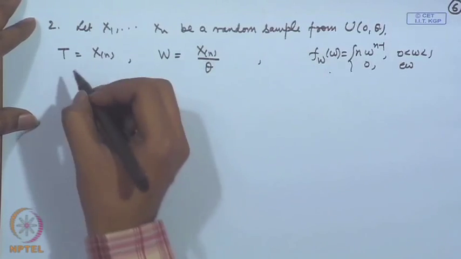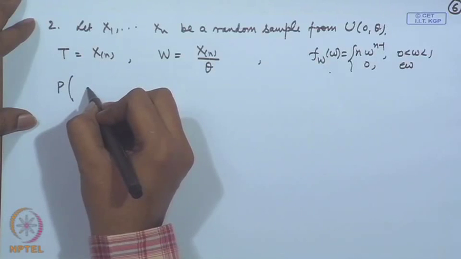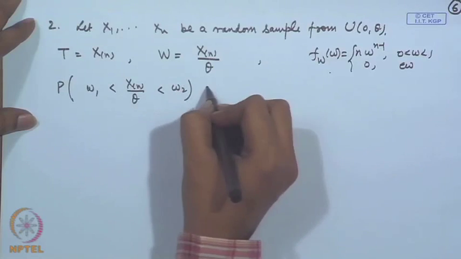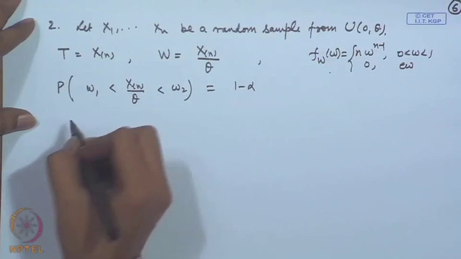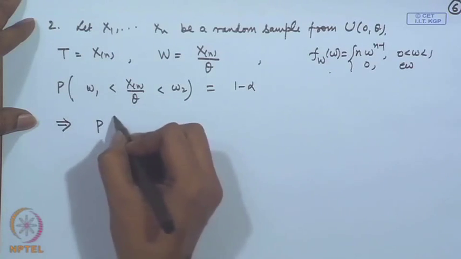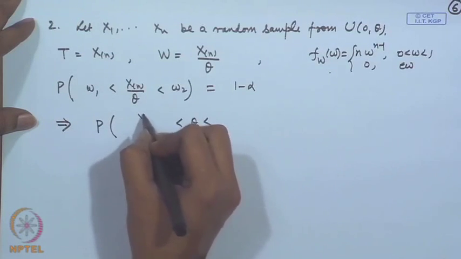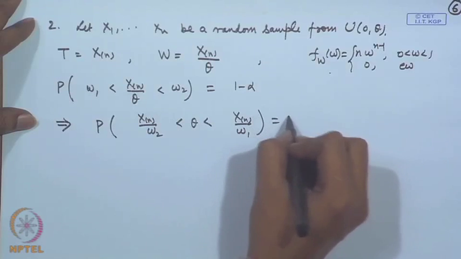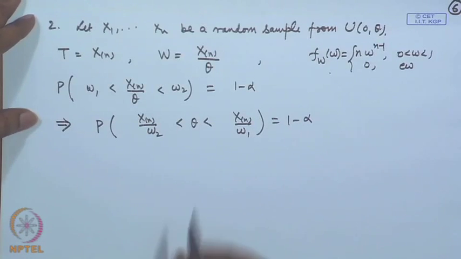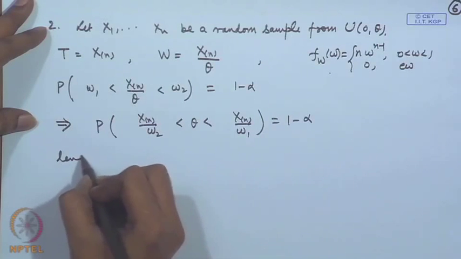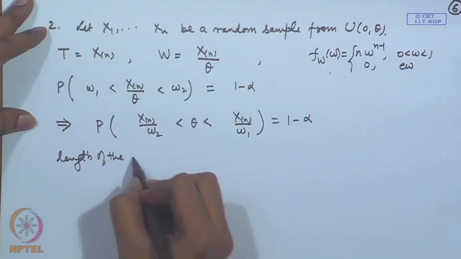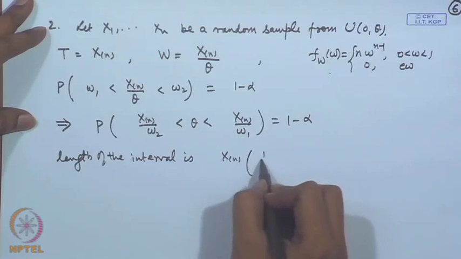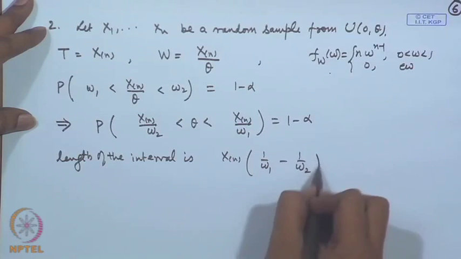So, we may consider an interval of the nature say w 1 less than x n by theta less than w 2 is equal to 1 minus alpha. So, this implies probability of this is equal to 1 minus alpha. So, what is the length of the interval? Length of the interval is x n into 1 by omega 1 minus 1 by omega 2.